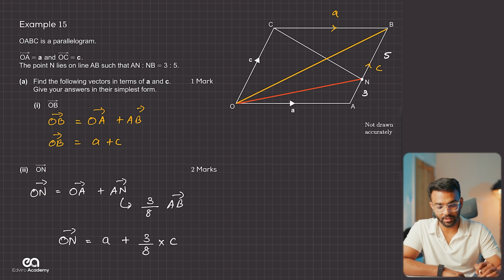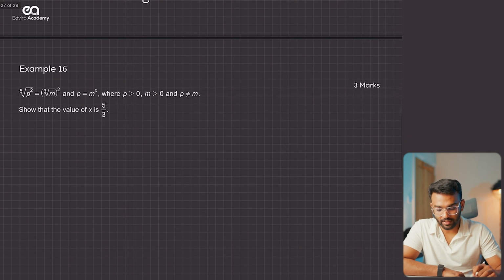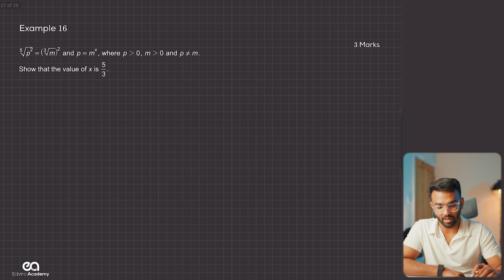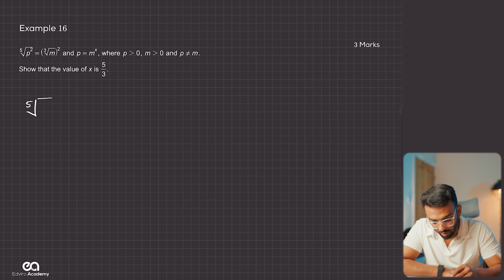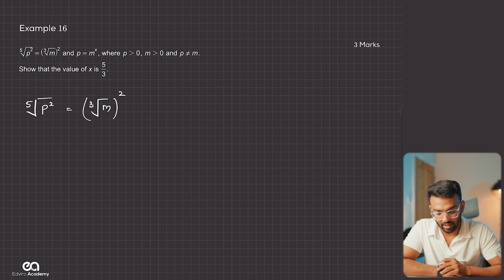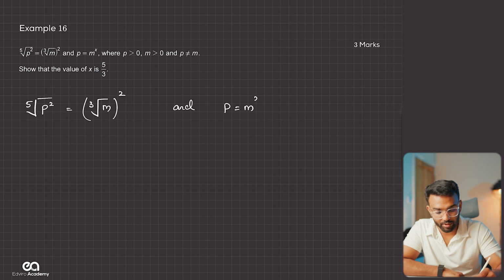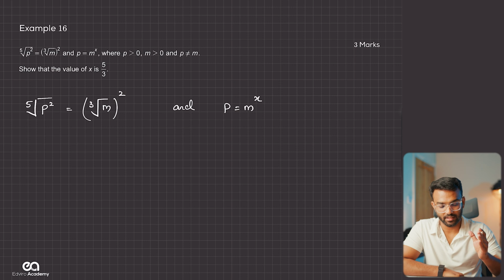That's it. That's how we solve this question, guys. And let's move to the next part. All right. So here we have something given over here. Here we have the 5th root of p squared equal to the cube root of m, the whole squared. Okay, that's an equation. And it says p is equal to m to the power of x, and show that the value of x is that.